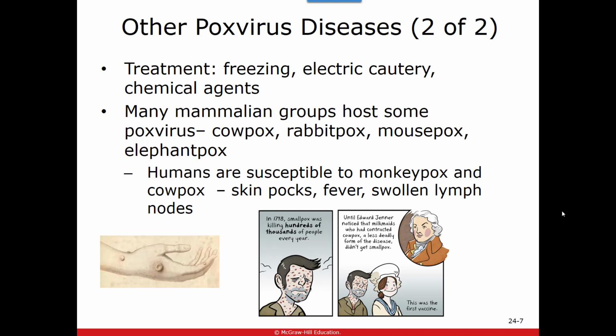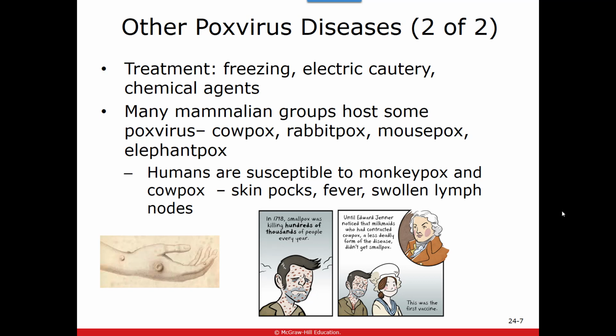Now, there are a few other pox viruses out there, but most of them are animal pox viruses. So we've got some pox viruses. There's cowpox, rabbit pox, mouse pox, elephant pox, there's monkeypox. There's other pox viruses out there. Most affect just the animal themselves. But humans are susceptible to monkeypox and cowpox as well. So if you're in close contact with these animals, it can cause some of the skin pox, usually milder versions. It could cause fever, it could cause swollen lymph nodes. It's again, usually if you have higher contact.